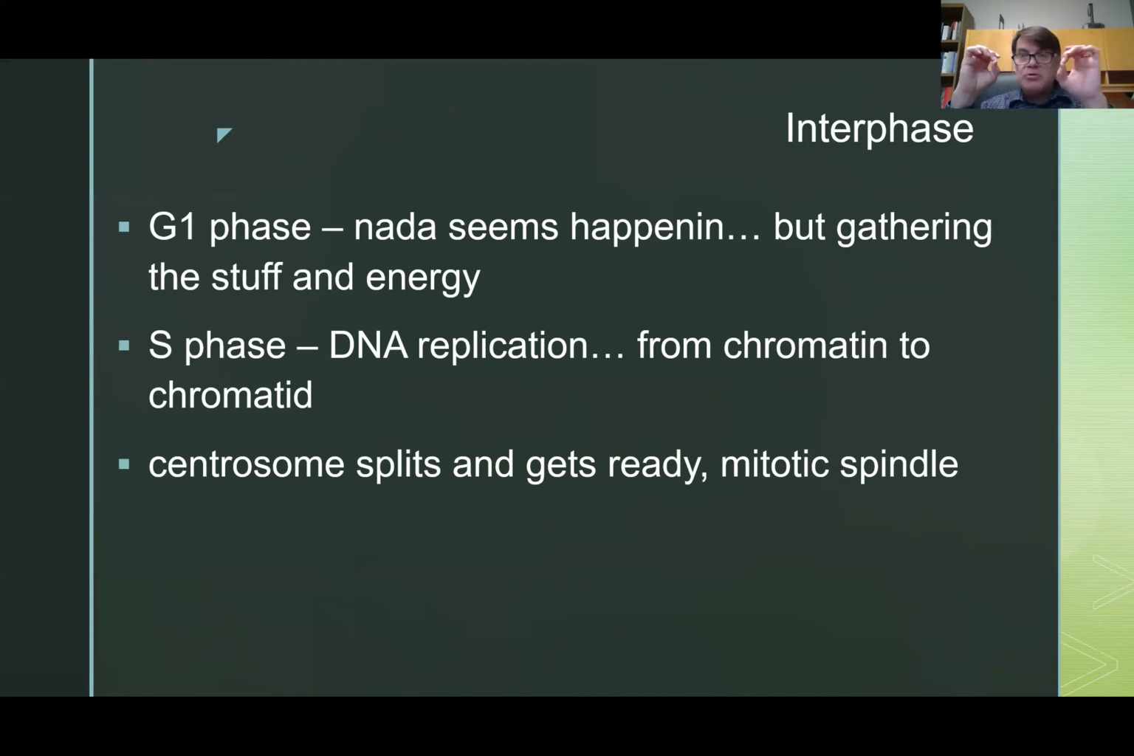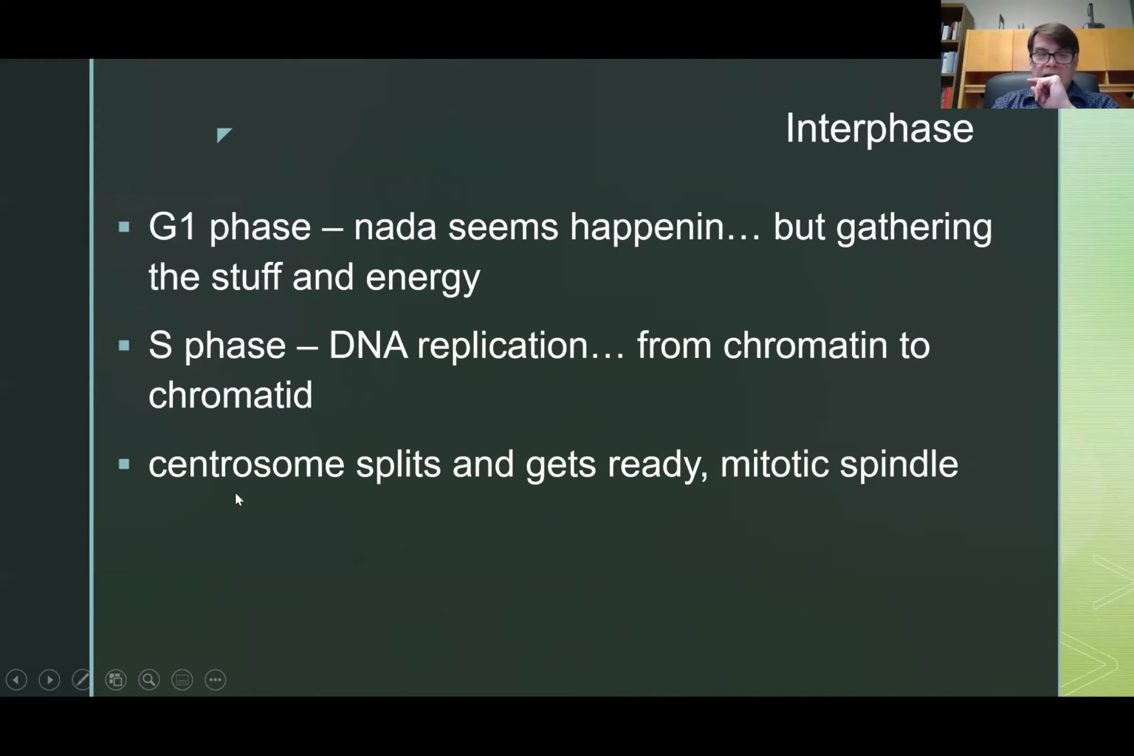So we do have the centrosome. What are centrosomes? Centrosomes are these two tubes that are kind of hanging out outside the nucleus. What is it doing here? In the rest phase, in the G1 phase, it's just kind of hanging out.